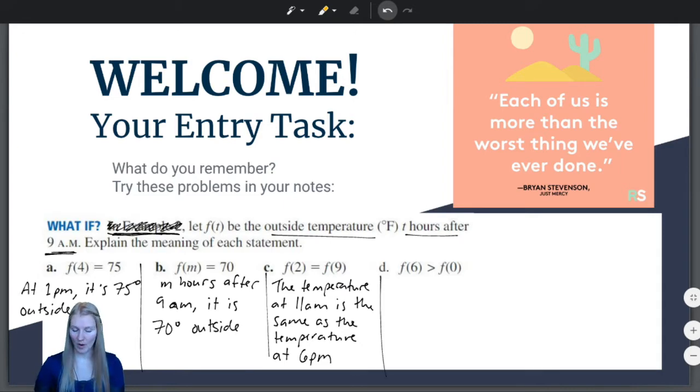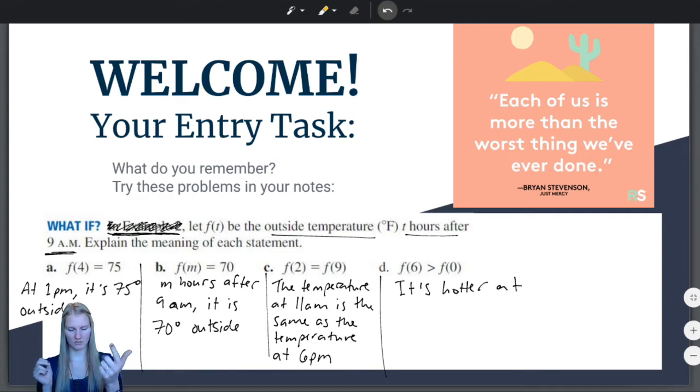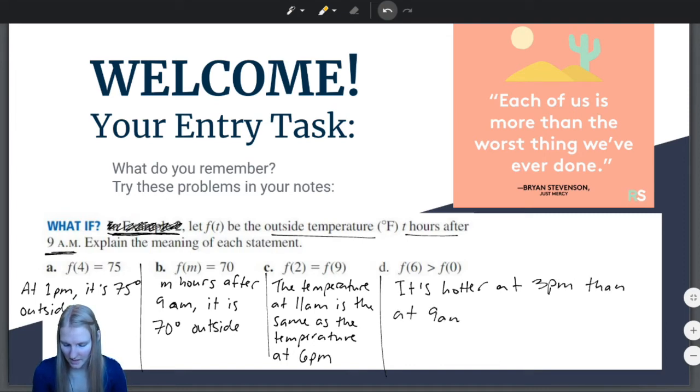Okay, and lastly, part D. F of 6 is greater than f of 0. So, we could say it's hotter, because if the temperature is larger, that means that it's hotter. It's hotter at, what is 6 hours after 9 a.m.? 3 o'clock? 10 a.m., 11 a.m., 12 p.m., 1 p.m., 2 p.m., 3 p.m. Yes, it's hotter at 3 p.m. than at 9 a.m. Because if we're 0 hours after 9 a.m., we're at 9 a.m.